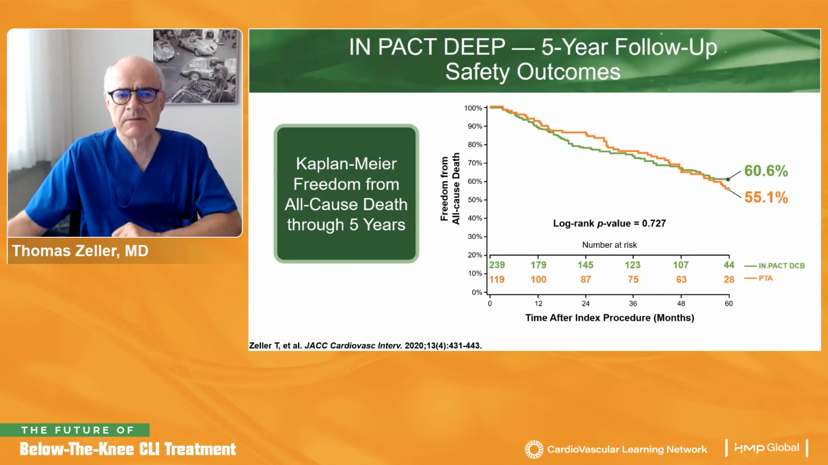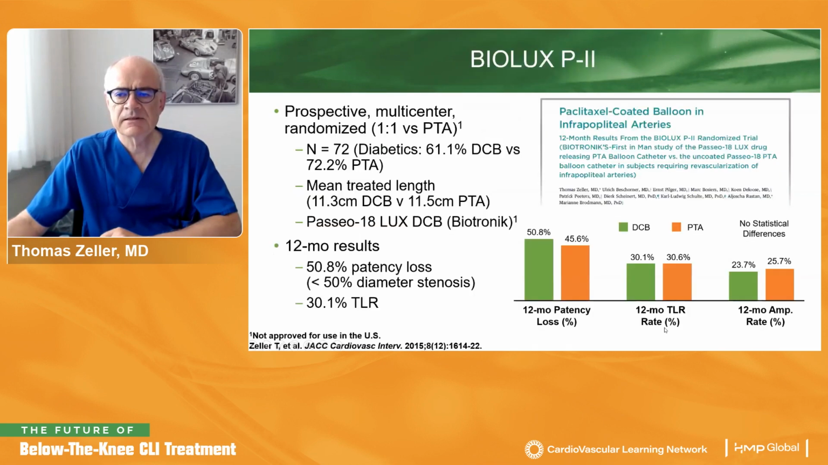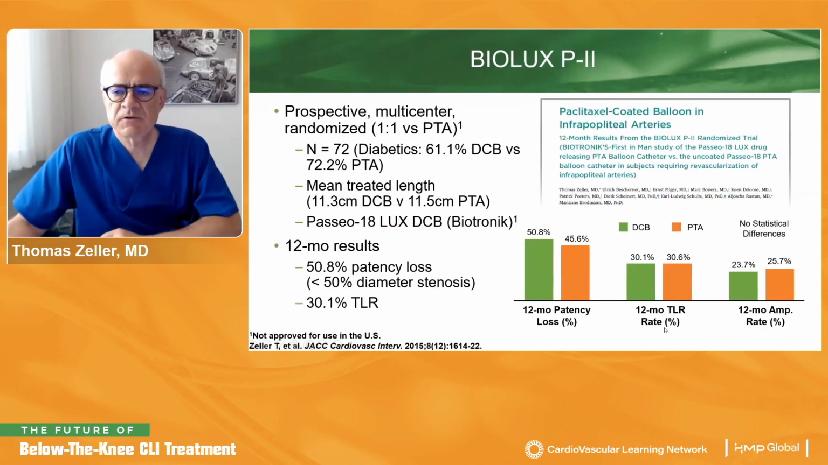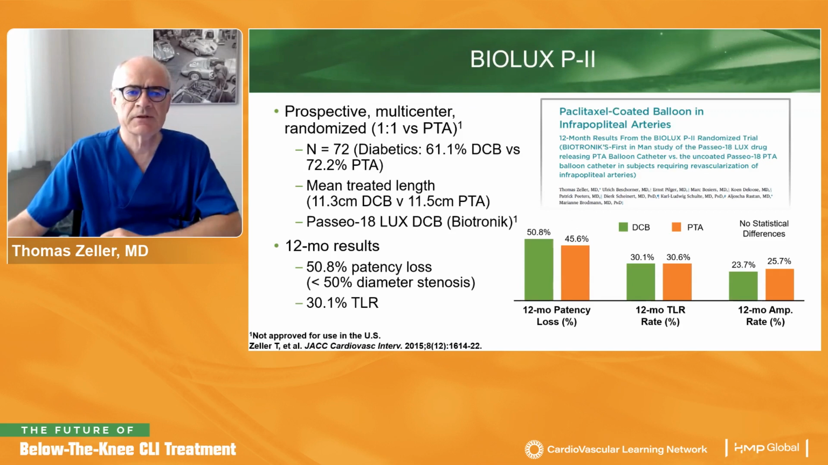Again, this is the Kaplan-Meier freedom from all-cause death through 5 years, showing that there was at least no mortality signal if a patient was treated with a DCB. So there was a 5% absolute mortality benefit if a DCB was used as compared to plain balloon angioplasty. So at least no significant difference, no signal that paclitaxel exposure was related to a higher mortality.